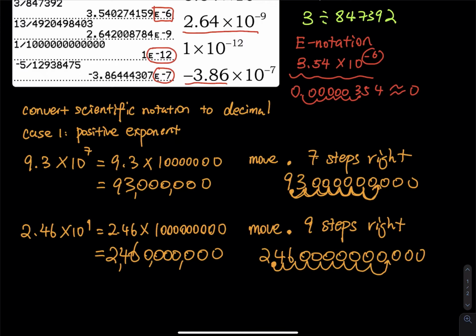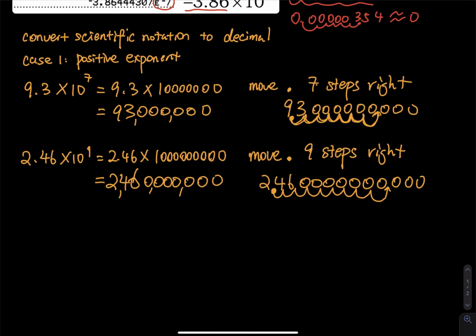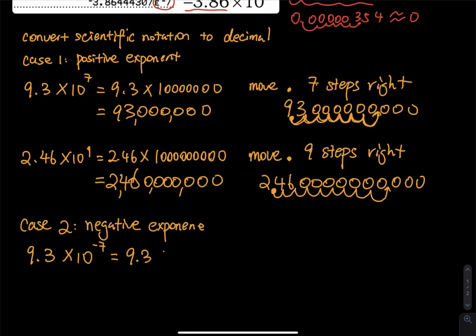So this is a positive exponent. Of course, we have a negative exponent, so let's do a negative exponent. Case 2, negative exponent. This time we are still using 9.3, but I'm going to change the positive 7 to a negative 7. So you have a 9.3 times 1 divided by 10 to the 7th power.